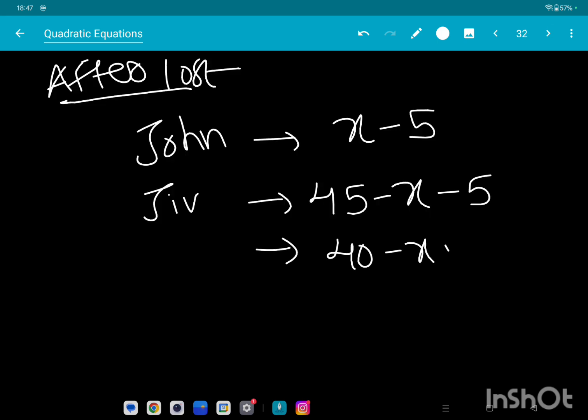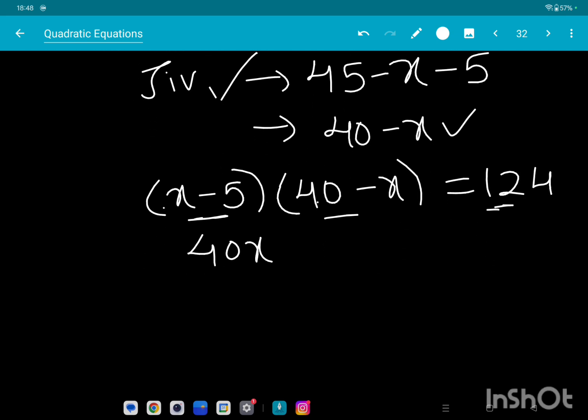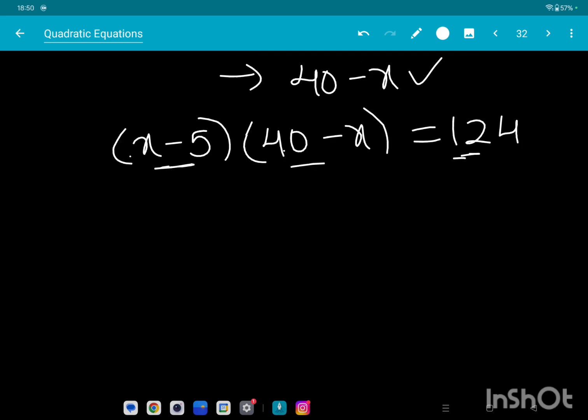So their product, which means this, and if the product is 124, now we need to solve this equation and find the x values, which are nothing but the solutions of that equation. First I'm going to multiply. The product of John's marbles and Jivanti's marbles is 124, which means we need to multiply both and we will get 124. So x into 40, 40x. Now x into minus x square, minus 4 5s are 20, 200, minus into minus plus 5x is equal to 124. Now we need to solve this.